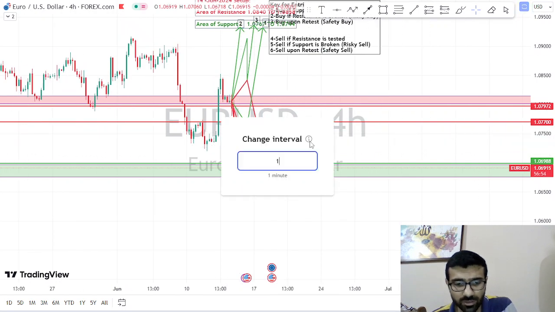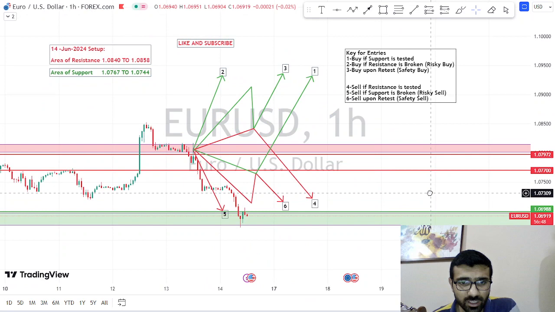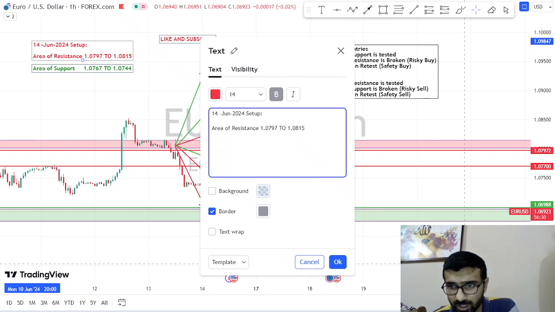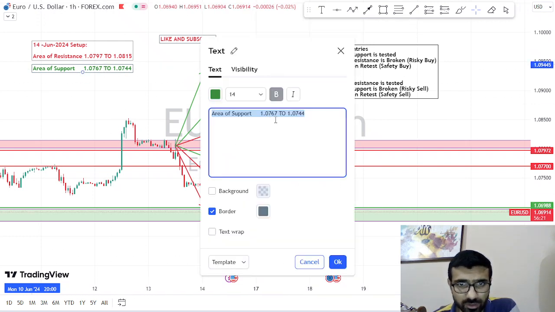Okay, so now let us go back to the 1 hour chart and write down the new areas of resistance and support. So the new area of resistance is 1.0797, and the major area of resistance is 1.0815. The minor area of support is 1.0698, and the major area of support is 1.0676.